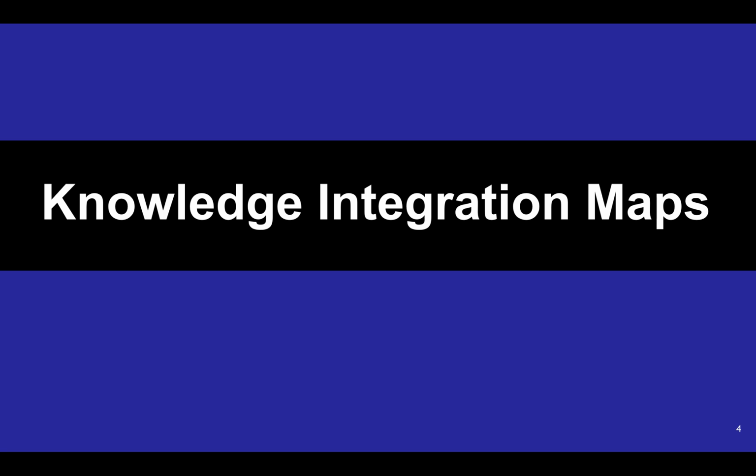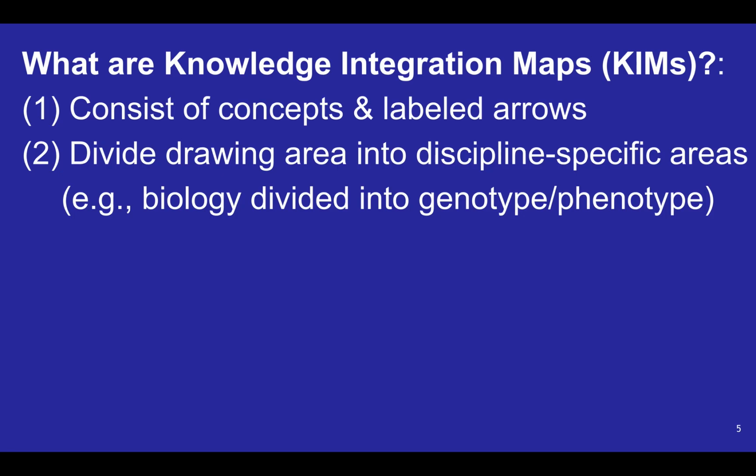Hey, welcome back. In this mini lecture, I'll be talking about knowledge integration maps. What are knowledge integration maps? They consist of concepts and labeled arrows, and they divide the drawing area into discipline-specific areas. For example, if you're looking into biology, you divide it into various genotypes and phenotypes.